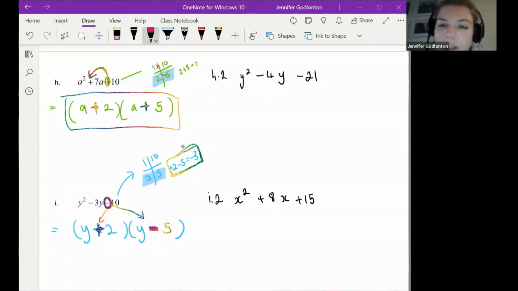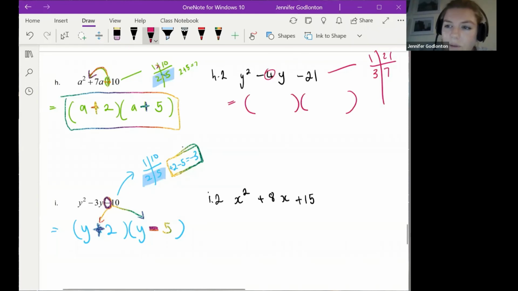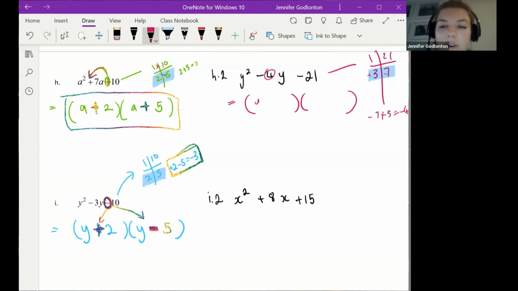Okay, so in this one, I am now dealing with y's. So for my factor pairs of 21, I've got 1 and 21, and I've got 3 and 7. And so I'm trying to get -4. So -7 plus 3, that's going to give me -4. So I care about this factor pair over here. And I want -7 plus 3. I've got a y at the beginning of both brackets. This is a negative sign, which means my signs will be different. And I know that that's going to be my 7, and that's going to be my 3.